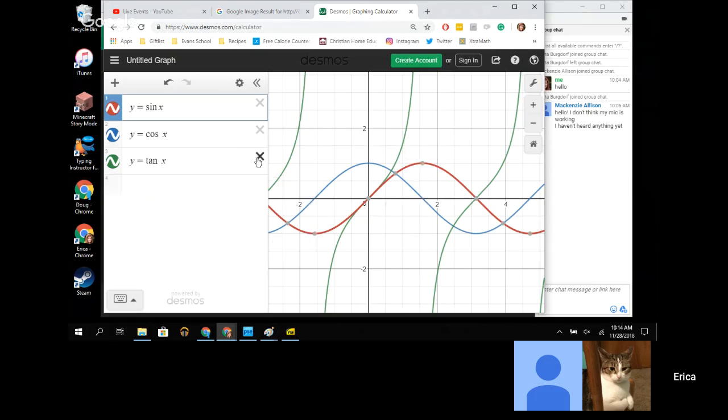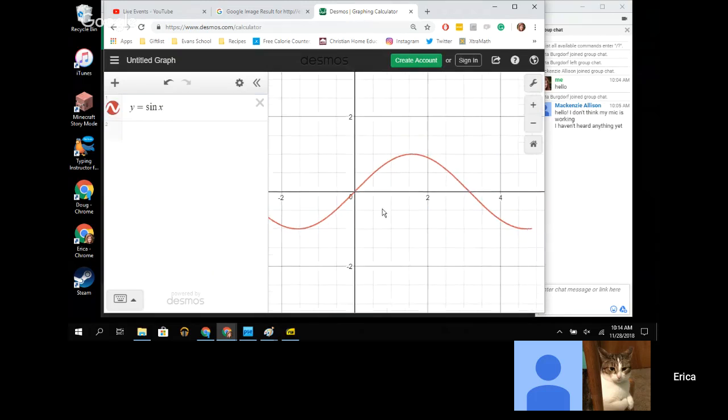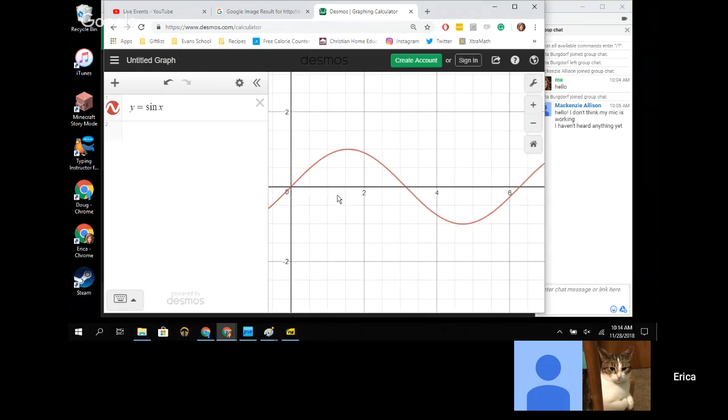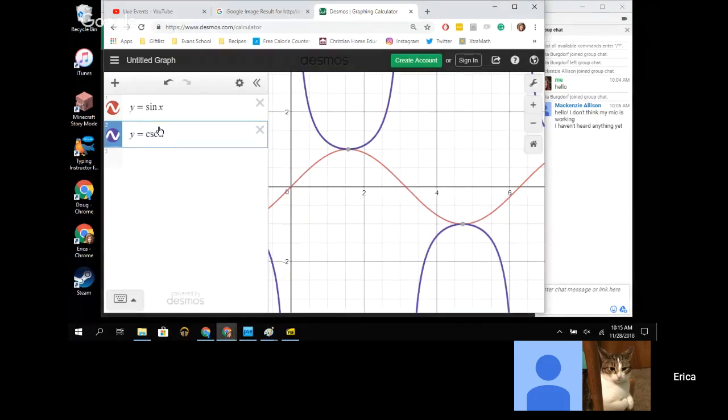So let's talk about just the sine curve. Here is one period of the sine curve, from 0 to 2 pi. So what do you think happens when I graph the reciprocal function, which is the cosecant of x? What do you think that's going to look like? The cosecant of x is the reciprocal, so that means the cosecant is 1 over the sine.